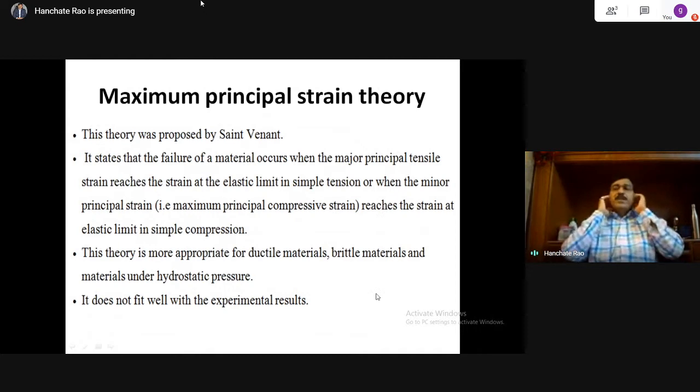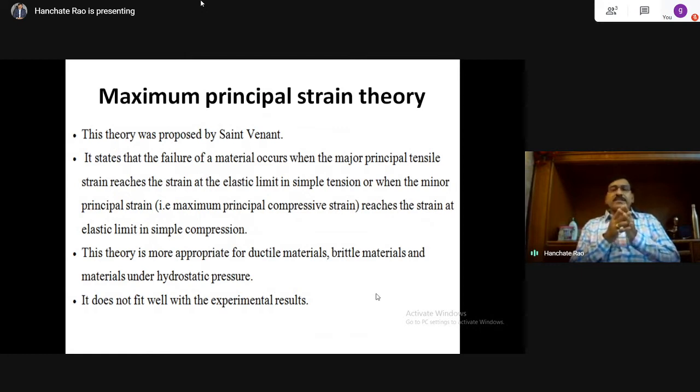Now the maximum principal strain theory. The second theory is the maximum principal strain theory. The principal strain will be compared with the strain at the elastic limit. This theory is Saint Venant's strain theory. It is also called Saint Venant's strain theory or Saint Venant's theory.